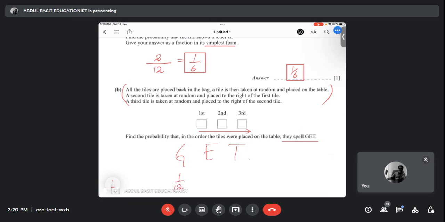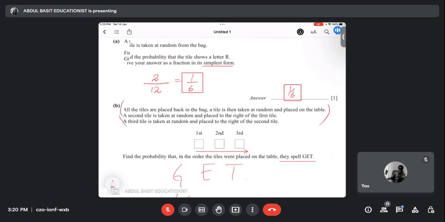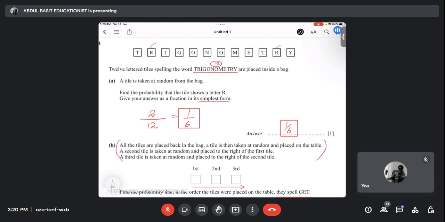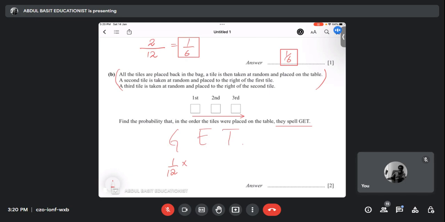Okay, multiply by E. Now E is what? E कितने हैं? E जी इसमें एक। One. बैग में कितनी टाइलें पड़ी हैं? 11. Yes, because one tile is on the table. 11. It would be 1 by 11. Okay. Hurera, can you hear me?